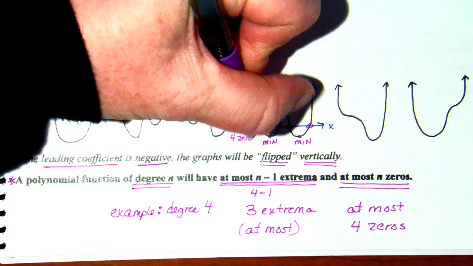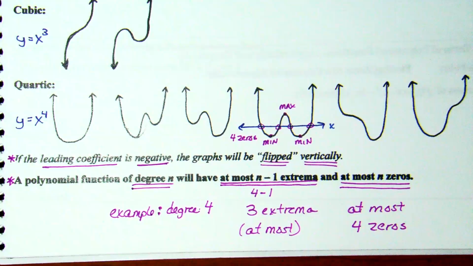4 zeros. What if my x-axis was higher up there? Would I have 4 zeros? You would have 2. I would maybe just have 2 zeros. So again, it's an at most thing. I showed you the example where it has the most options, but you draw that x-axis someplace else, and it won't necessarily have that much.